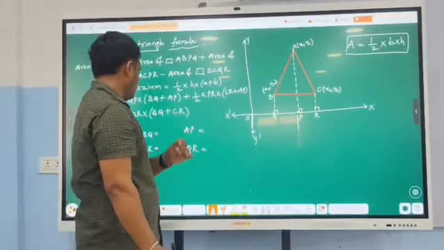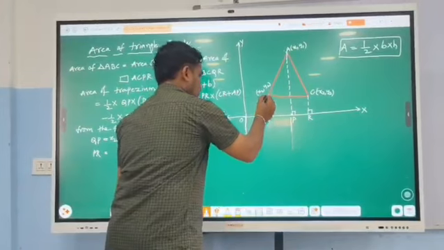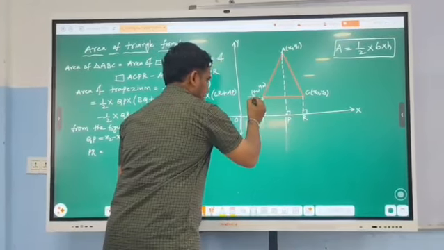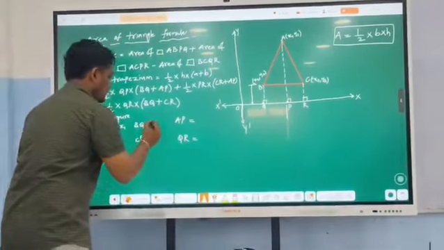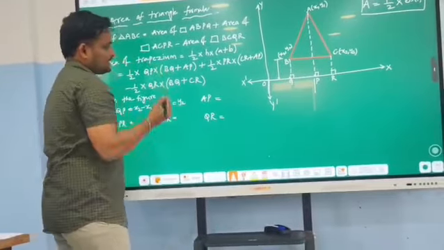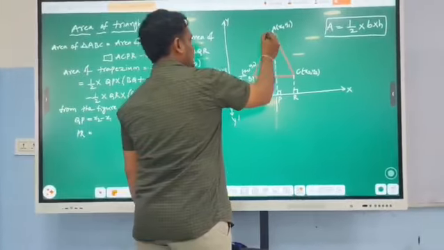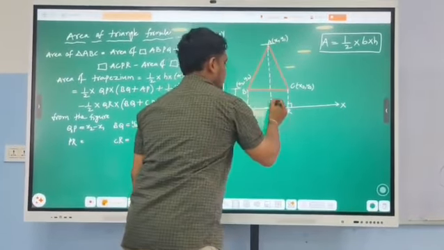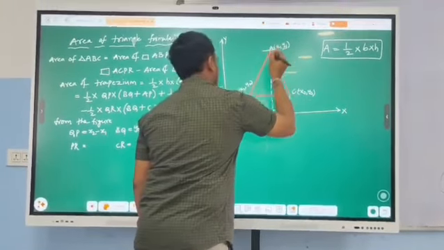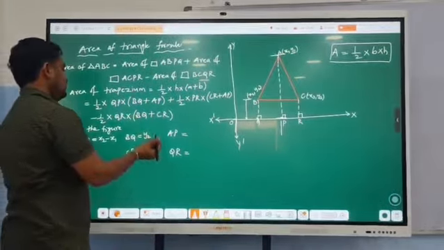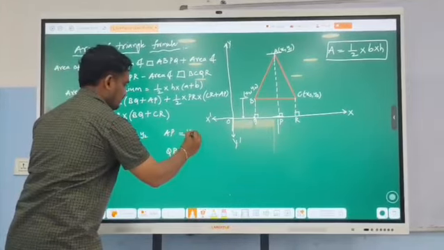The same way, go to BQ. BQ is the perpendicular distance from here to here. We already took x2, y2, so the BQ value is y2. The same way, AP. Where is AP? Here is A and here is P. We want the perpendicular distance. This is the point on the y-axis. The y value is y1. So, the value of AP is y1.